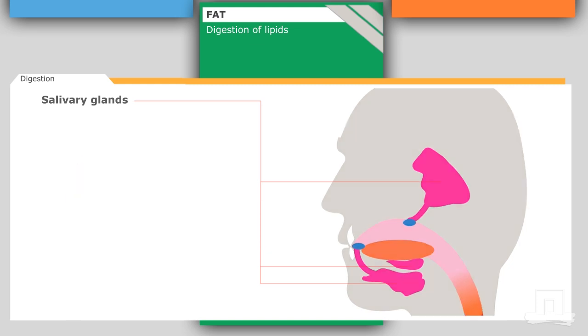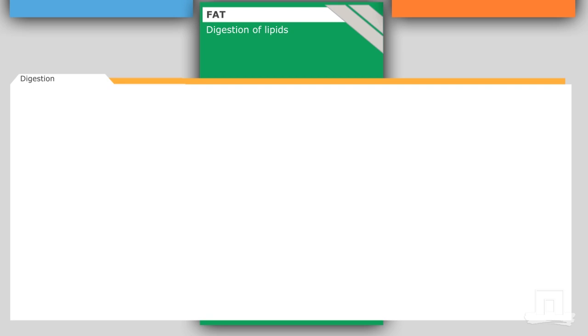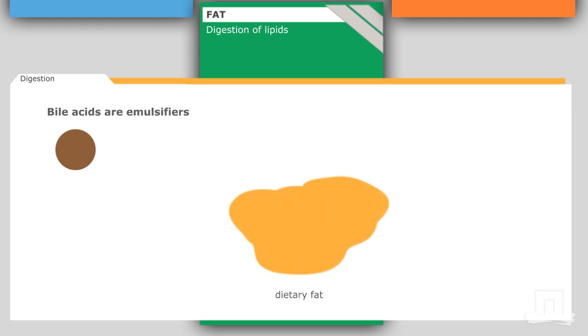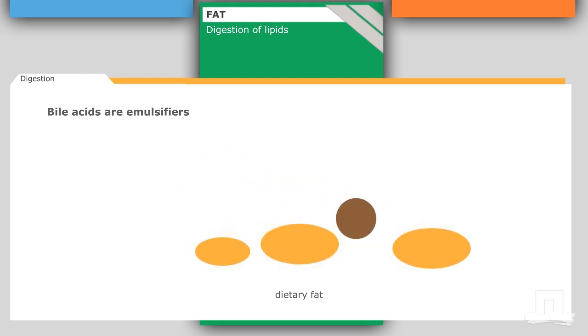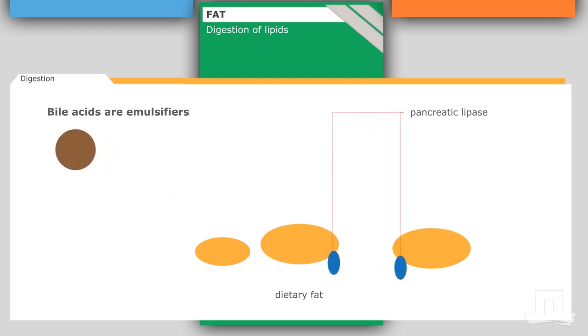Now, fat digestion relies on the presence of a set of compounds that we call bile acids. And these bile acids play an important role in fat digestion by functioning as emulsifiers. Now, what that means is that they disperse the dietary fat into smaller fat droplets and thereby help the pancreatic lipase to gain easier access to the fat.